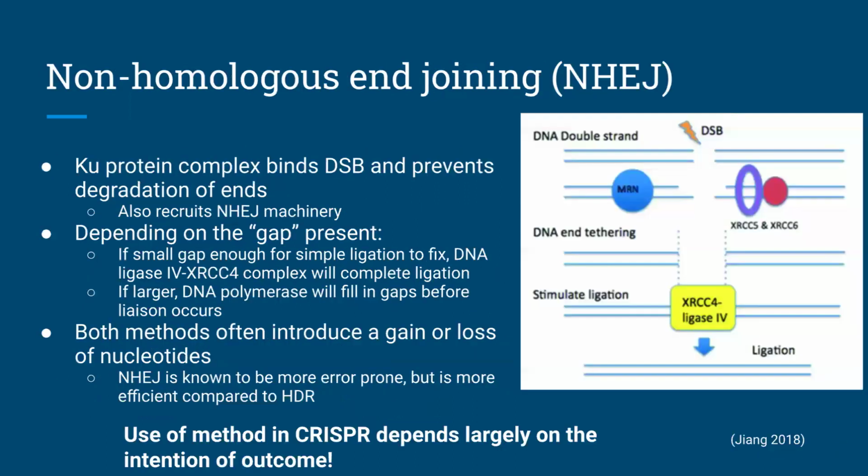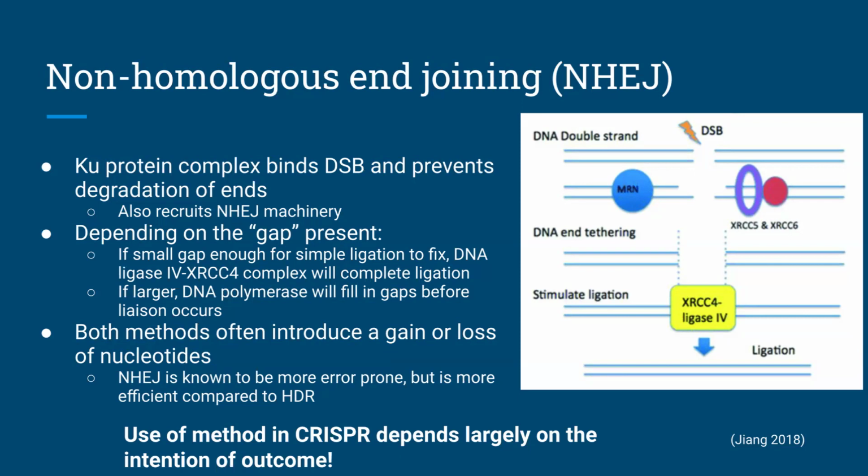And then we have non-homologous end joining. This is kind of the other end of the repair. Compared to HDR, it doesn't require a homologous template. What happens is we have these proteins, Ku proteins they're called, and this complex binds the double strand break first and prevents the degradation of the ends, because that's important, right? You don't want to degrade more DNA and just have a bigger break. And then it recruits the non-homologous end joining machinery.